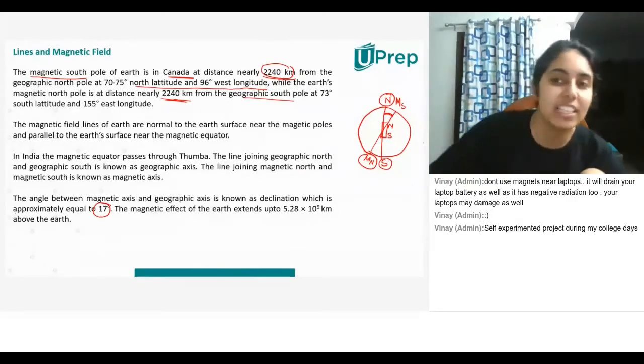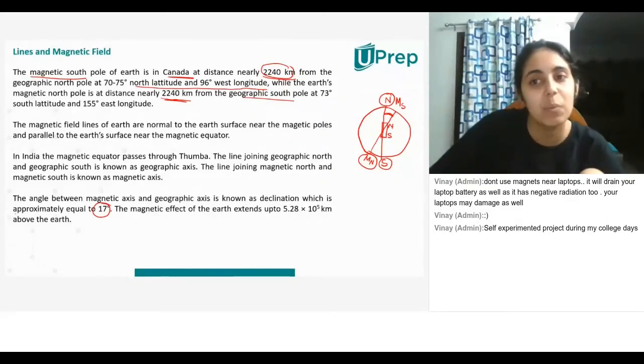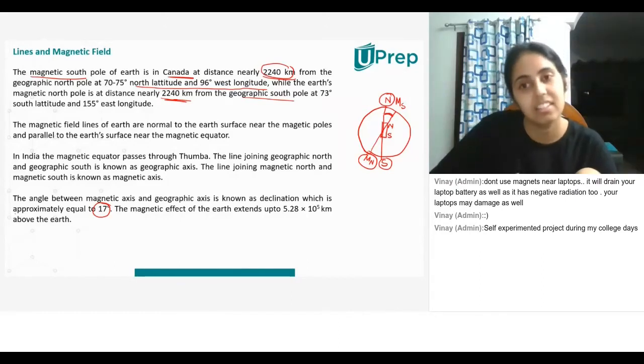Okay. So this angle is called declination. Ma'am, which angle are you talking about, the difference between the geographic North Pole axis and the magnetic North Pole axis? Yes, I am talking about the difference.